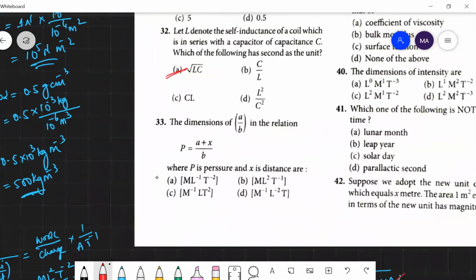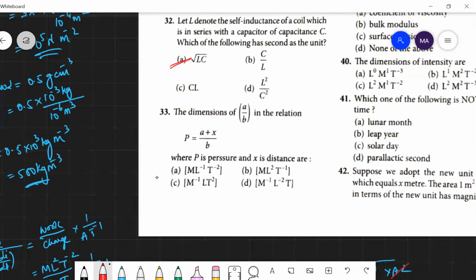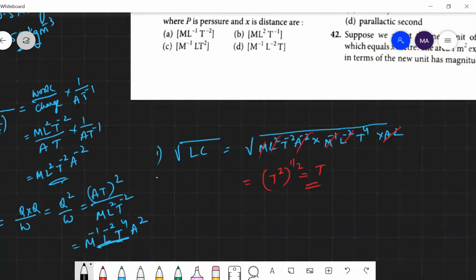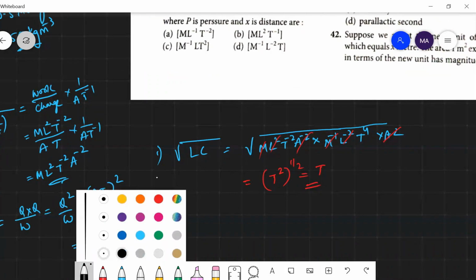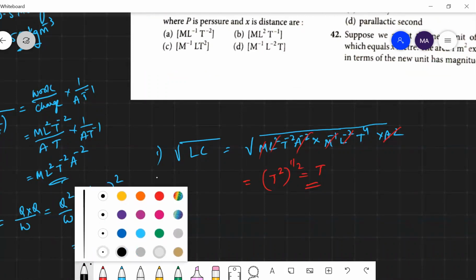Question number 33. The dimensions of A by B in the relation P is equal to A plus X divided by B, where P is the pressure and X is the distance, will be equal to how much for the given condition? You have to use the principle of homogeneity. You can add or subtract only physical quantities which have the same dimensions. If we are adding A to X, then X and A should also have the same dimensions. That is the principle of homogeneity. The left hand side must be equal to the right hand side of the equation.